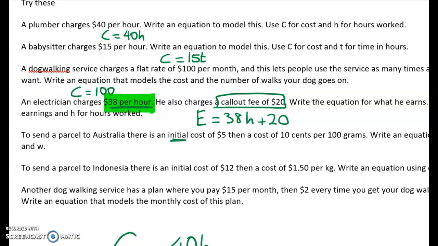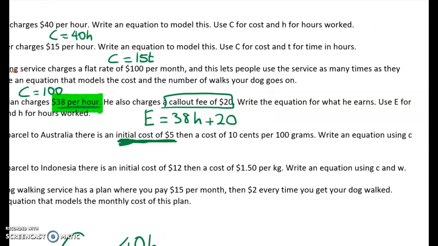Right, and the next one, we're sending a parcel to Australia. There's an initial cost of $5. So that means even if it doesn't weigh anything, it's going to cost you $5 to send the parcel. This is the hardest one I've written here. So there's a cost of 10 cents per 100 grams. So if it's 10 cents per 100 grams, we want to get a per 1 unit of something for our gradient.